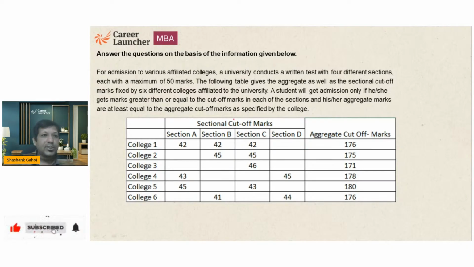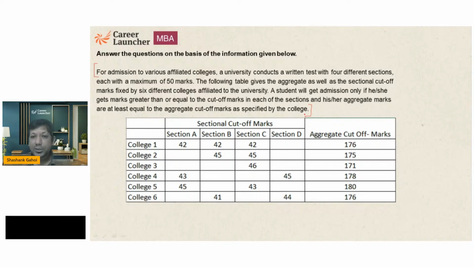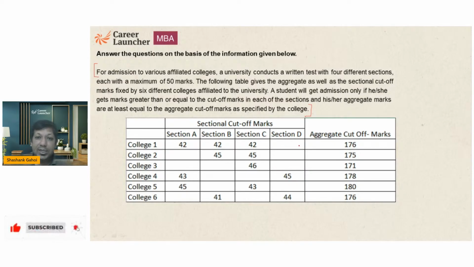And why I am telling you this? क्योंकि पूरे के पूरा जो information है, if you are going to read from here to here, if you are going to read the complete information, it nowhere says that the table is missing some values. It's not missing values. If nothing is written here, it means there is no cutoff. सेक्शन डी का कटऑफ उन्होंने लगाया ही नहीं. सेक्शन ए का कटऑफ है, कॉलेज वन में सेक्शन ए का कटऑफ है, सेक्शन बी का कटऑफ है, सेक्शन सी का कटऑफ है, सेक्शन डी का कोई कटऑफ नहीं है.